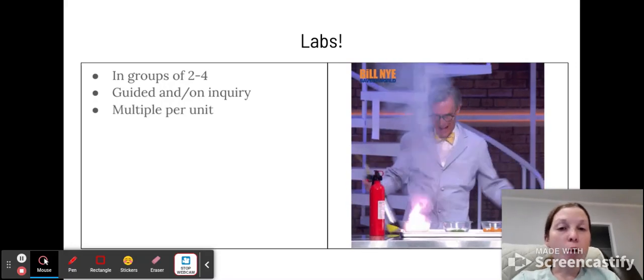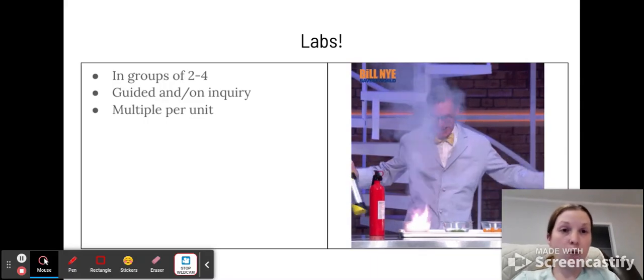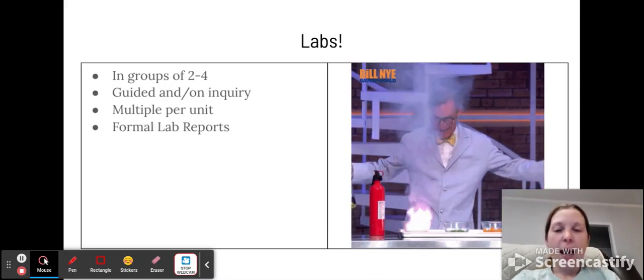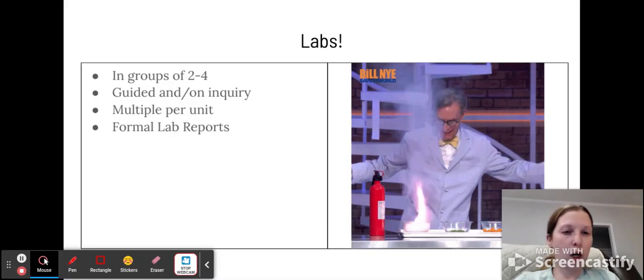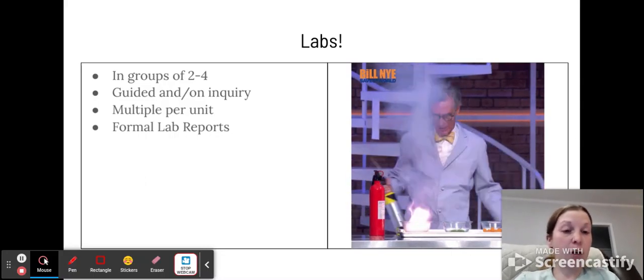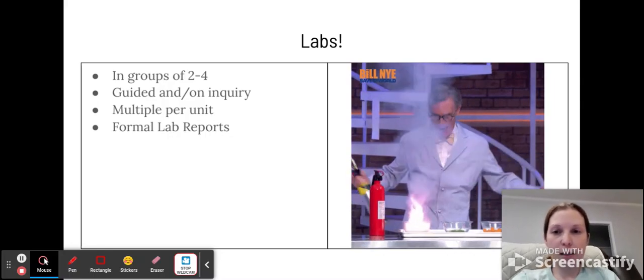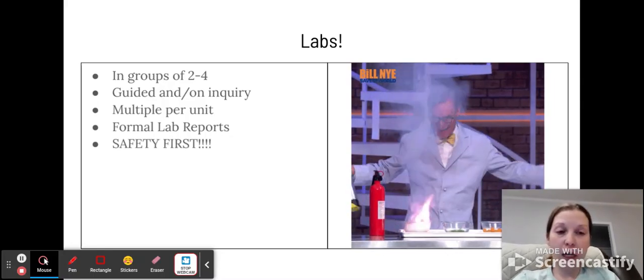You will have multiple labs per unit, at least 2, so just go ahead and prepare to do a bunch of these. And then you will have formal lab reports. Right now, I think I only have 1 scheduled per quarter, but this could change as we go, especially if you guys get really good at writing them and you want some more project grades. Always remember safety first. This is very important.